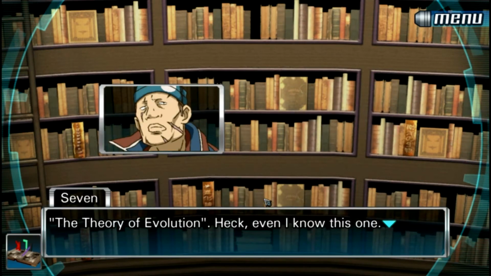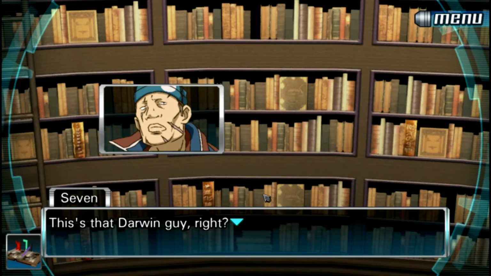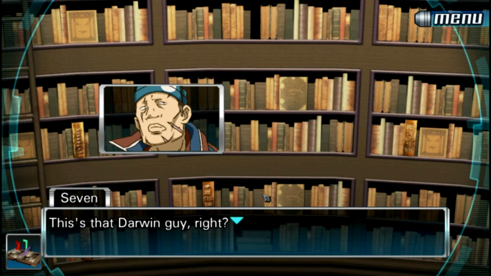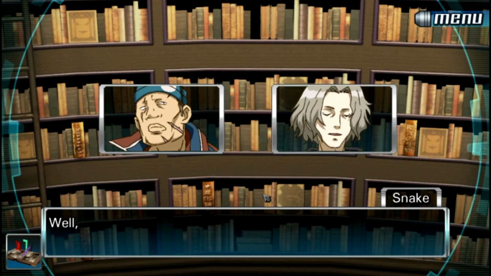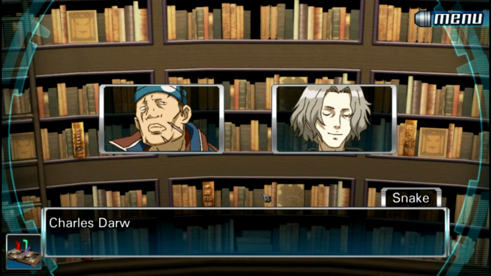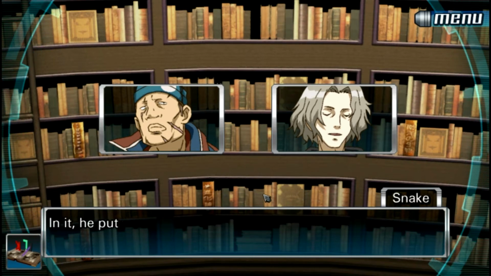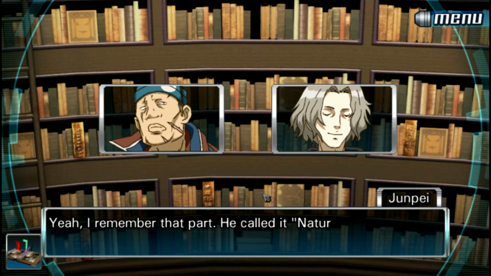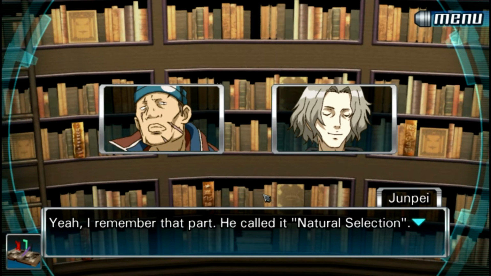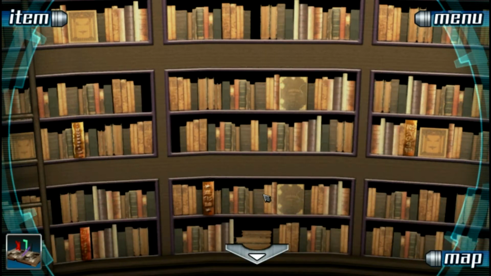That's interesting. The theory of evolution. Heck, even I know this one. This is that Darwin guy, right? Yeah, it surely is that Darwin guy. Yes and no. Charles Darwin wrote a book called On the Origin of Species. In it, he put forth his theory of evolution. Yeah, I remember that part. He called it natural selection. Exactly.